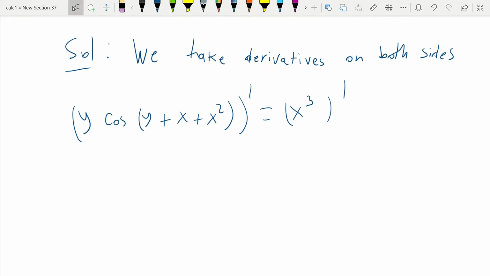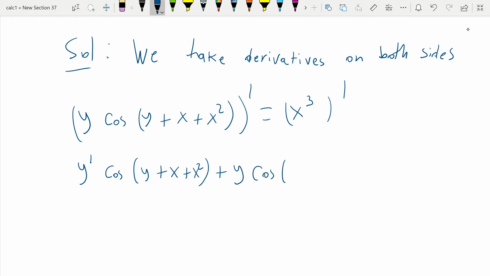The derivative here is the derivative with respect to x. So we use the product rule. It's y prime times cosine of y plus x squared, plus y times the derivative of cosine of y plus x squared, all of that prime, which is going to be equal to the derivative of x cubed, which is 3x squared.